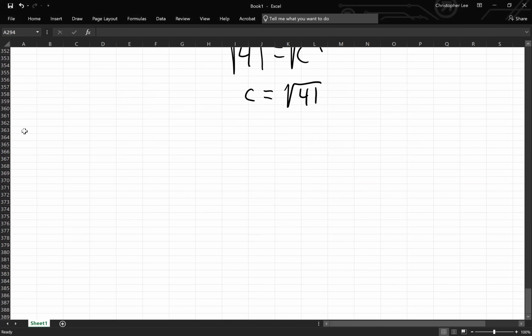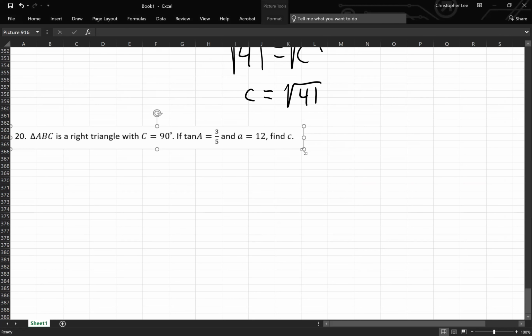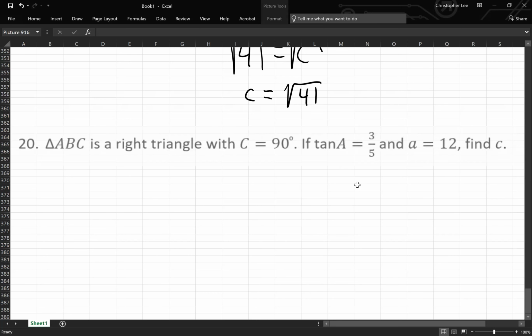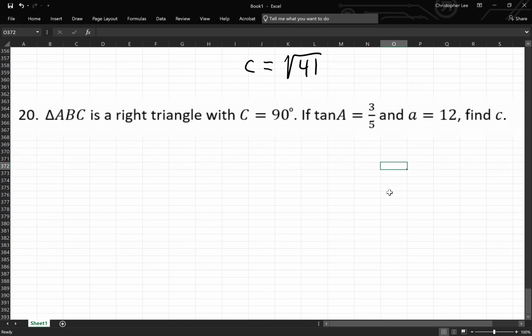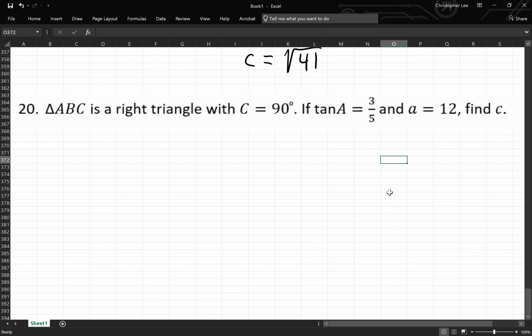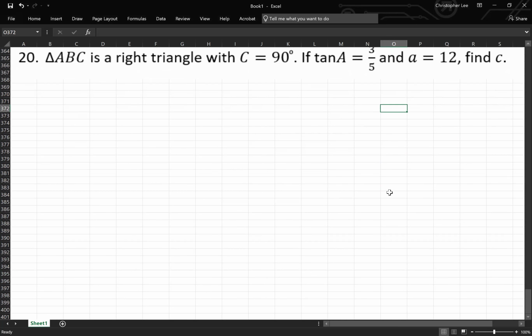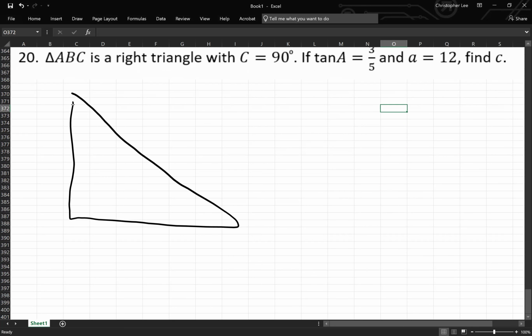But since you asked for it, here's question 20. Triangle ABC is a right triangle, so let me draw ABC. This is A, B. It doesn't matter which one you call A or B, as long as you call the 90-degree angle C. That's all that matters.